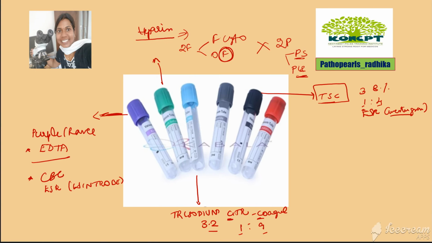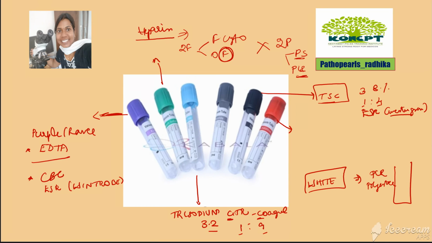Having talked about the black colored tube, I want you to know about the tube with white cap. I told heparin cannot be used for PCR. So ideally you can collect for PCR in a vacutainer which has got a white cap because that is coated with a polyester. So black tube is for ESR, white tube is for PCR.